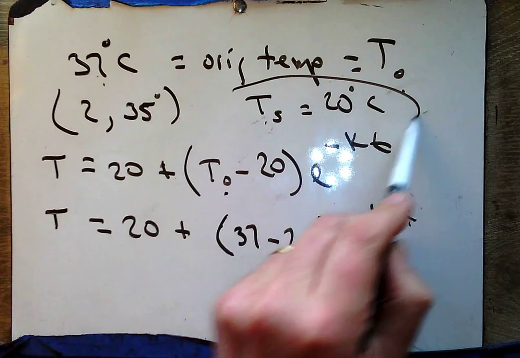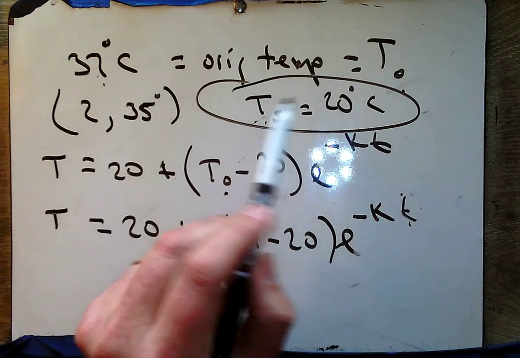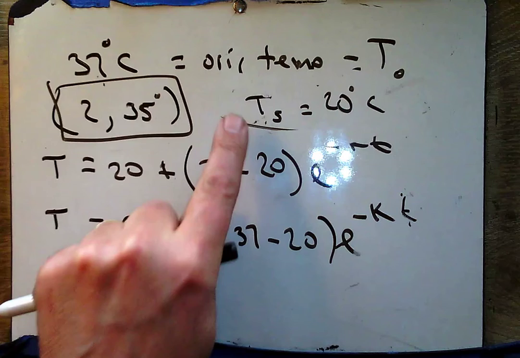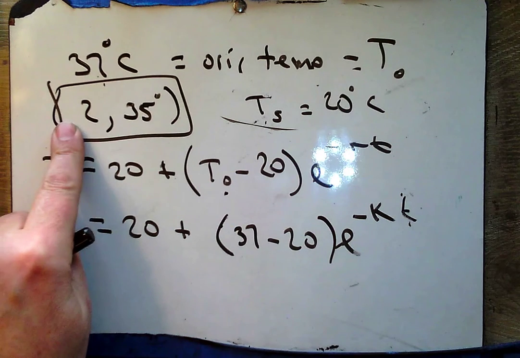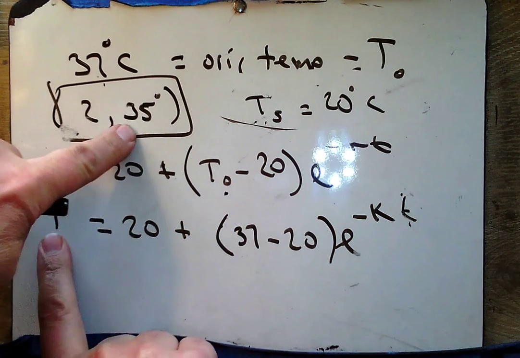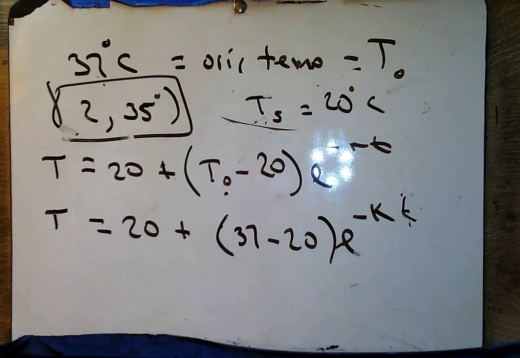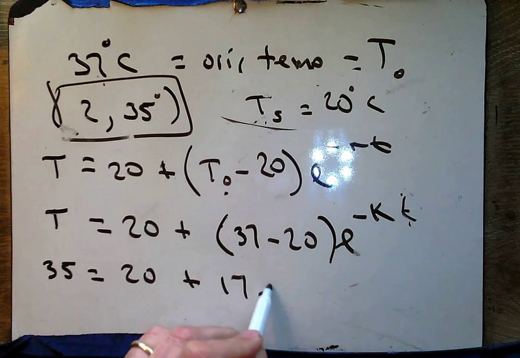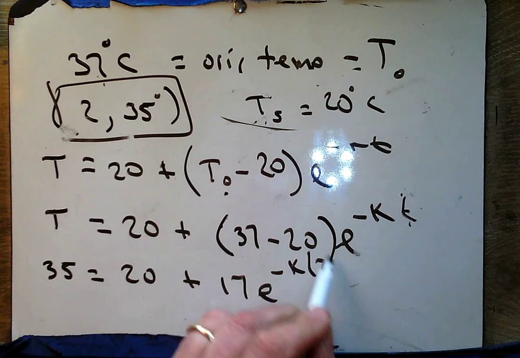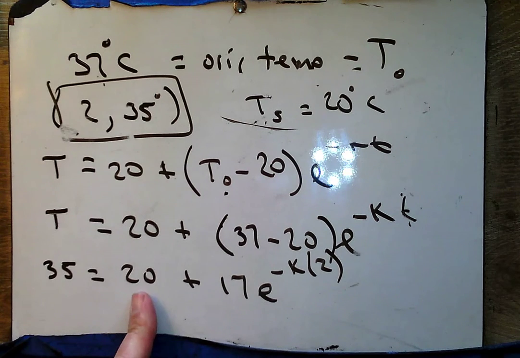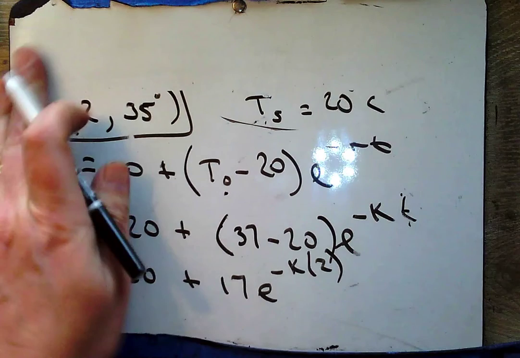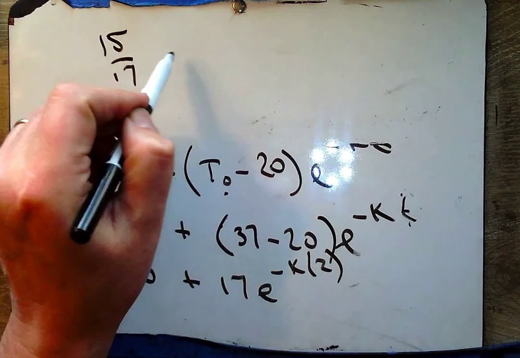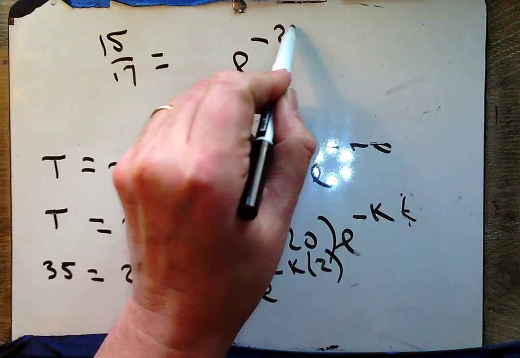And now I'm given this one. There it is. This is the temperature of the surroundings. This is the one I'm looking for. So if I plug in a 2 for time and a 35 for big T, I'll be able to solve for k. So 35 equals 20 plus 17 e to the minus k times 2. Subtract 20, divide by 17. Okay, I get 15 over 17 equals e to the minus 2k.